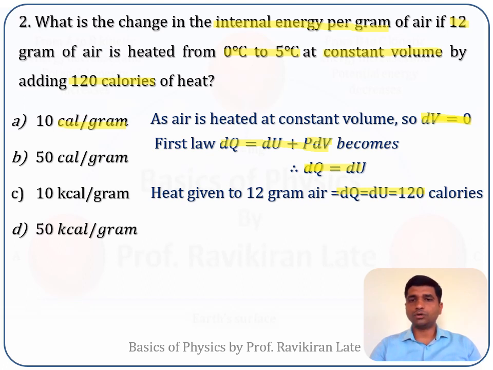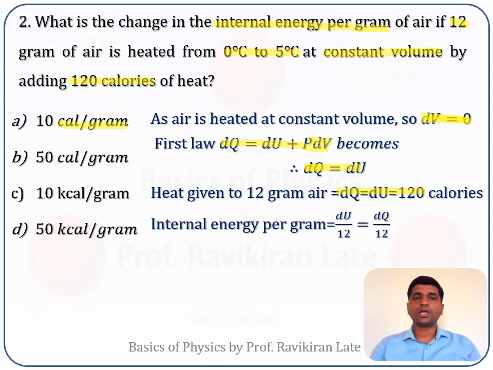So dQ is equal to dU, which is equal to 120 calories. Now what we have to calculate is the internal energy per gram. Internal energy is represented by dU, and this amount of heat is given for 12 grams of the substance. So I have to calculate for 1 gram, so I have to divide this amount of heat by the 12 grams of the substance.